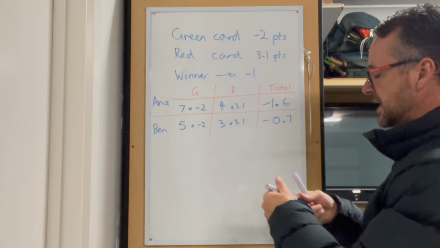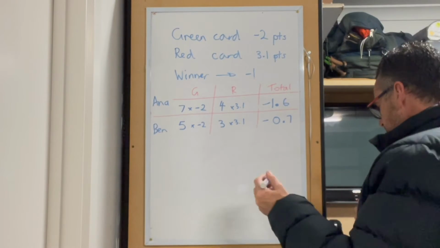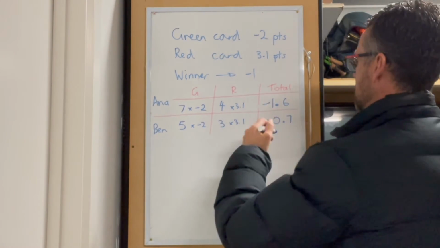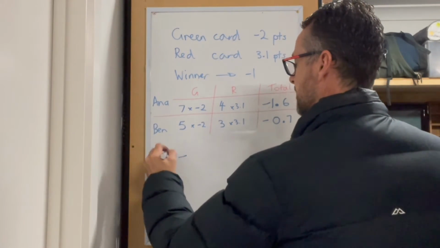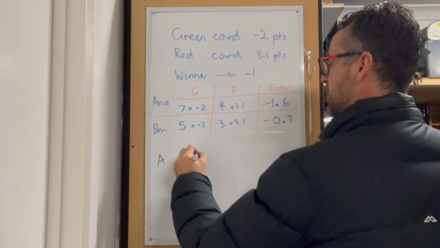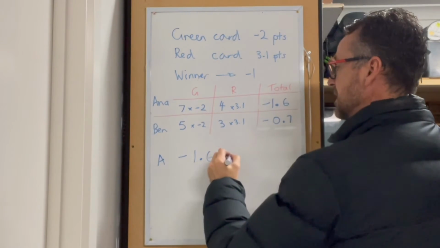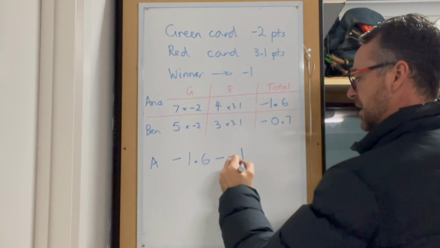So in order to do that, it'll be a case of doing their score. So for Anna, it'll be -1.6, and we want to take away -1.1.